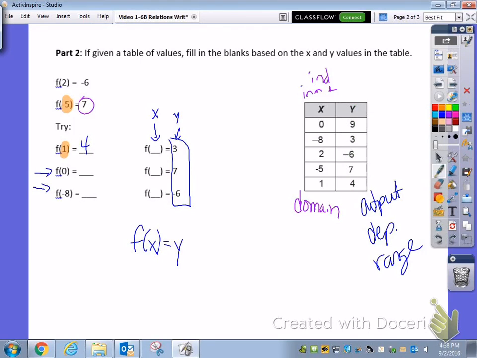So let's say that we have 3. So on the y column, I go to 3. Well, who does 3 match up with? It matches up with negative 8. So f of negative 8, the function of negative 8, is 3. All right, and then we have 7. So I look for 7 on the y column. I look it up, it goes with negative 5. So f of negative 5 equals 7. You try the next one.